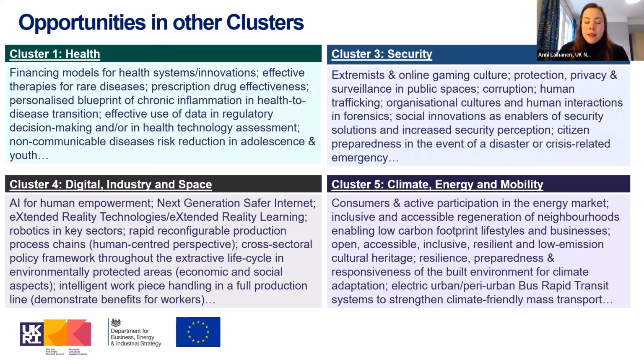And in digital, as I mentioned before, there is an opportunity in AI for human empowerment, safe internet, and extended reality learning, if that's something you're interested in. In the industry area, there are also opportunities in robotics production from a human-centered perspective, and demonstrating benefits for workers in production lines. And in energy: consumers and active participation, low carbon neighborhoods, low emission cultural heritage. Actually, that's very interesting and might be of interest to some of the arts and humanities colleagues. Also built environments for climate adaptation.